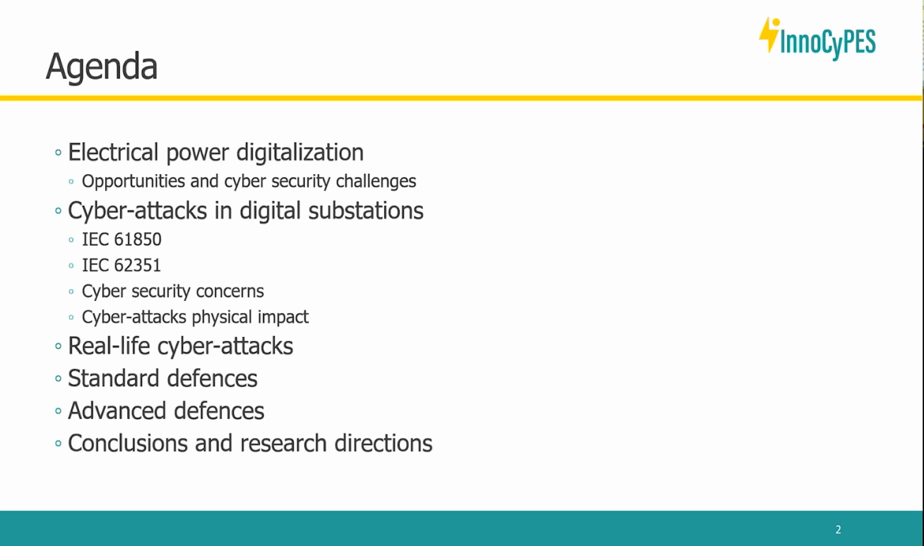Finally, during the section, we will present how cyber attacks can directly impact the physical layer of the electrical power grid. Then we will provide some real-life examples of cyber attacks that have been successful in the last decades, and we will try to analyze them as in depth as possible as time permits.